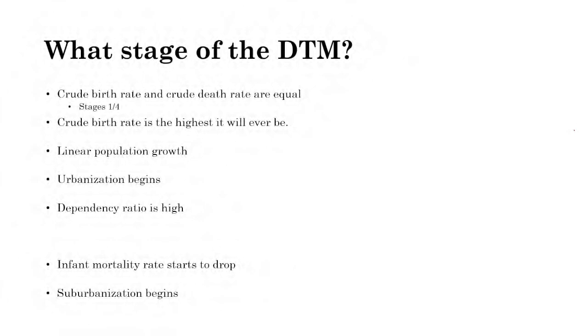In stage 1, you have a really high crude birth rate and crude death rate. And in stage 4, you have a very low crude birth rate and crude death rate. And so your natural increase rate, your population growth, is going to be very low. All right, next one. Crude birth rate is the highest it will ever be.